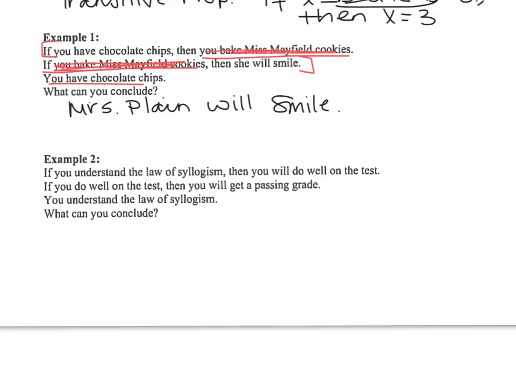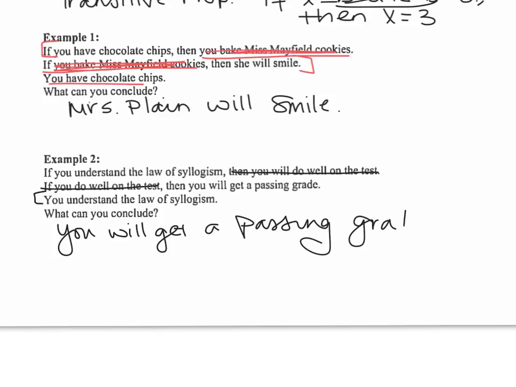Example 2. If you understand the law of syllogism, then you'll do well on the test. If you do well on the test, then you'll get a passing grade. Middleman can be sliced out because they match. If you understand the law of syllogism, which is right here, what can I conclude? You will get a passing grade. Okay? Hopefully you're okay with that.